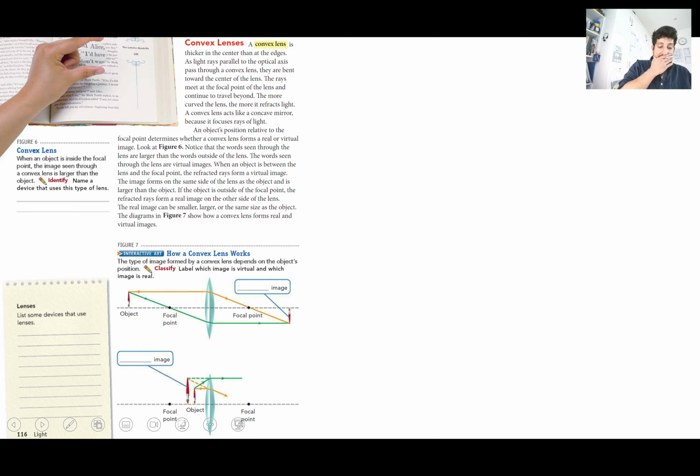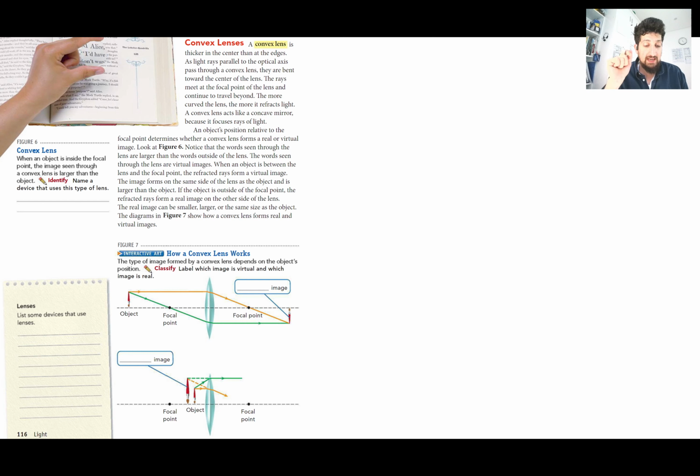Let's look at convex lenses. Those, in my opinion, are more interesting because those are the ones used for magnifying, and those are the ones used essentially in telescopes and such, and they're quite interesting. Right, so a convex lens is thicker in the center, so it's thicker over here than at the edges. As light rays parallel to the optical axis pass through a convex lens, they are bent towards the center of the lens. The rays meet at the focal point of the lens and continue to travel beyond.